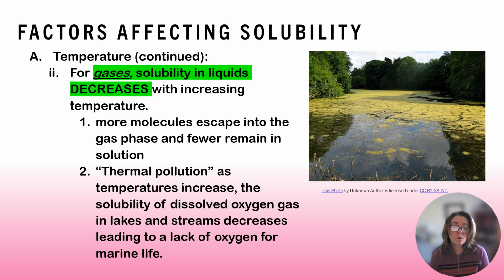All right, now this is for temperature still, but this is for gases only. So for gases, that solubility in a liquid is going to decrease as the temperature goes up. What happens is more molecules are allowed to escape into the gas phase, leaving fewer of those molecules in solution. Thermal pollution. This is where the temperature of the water increases so much that the dissolved oxygen actually becomes less soluble. You have less oxygen in that water. And so this is what leads to large fish kills, especially in the summer when the water gets very, very warm.